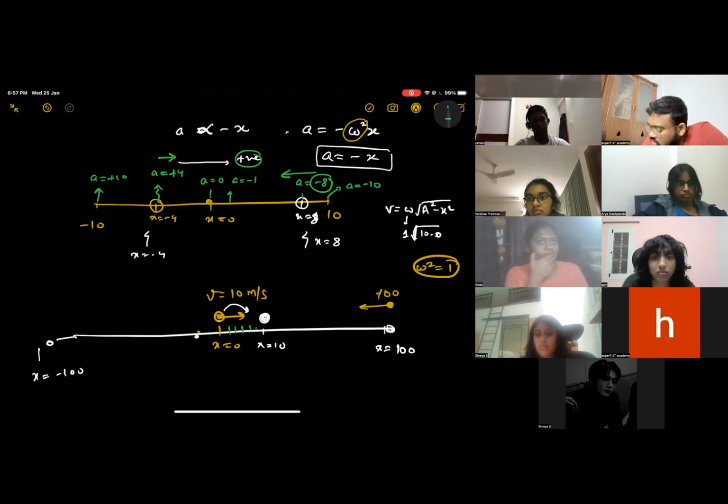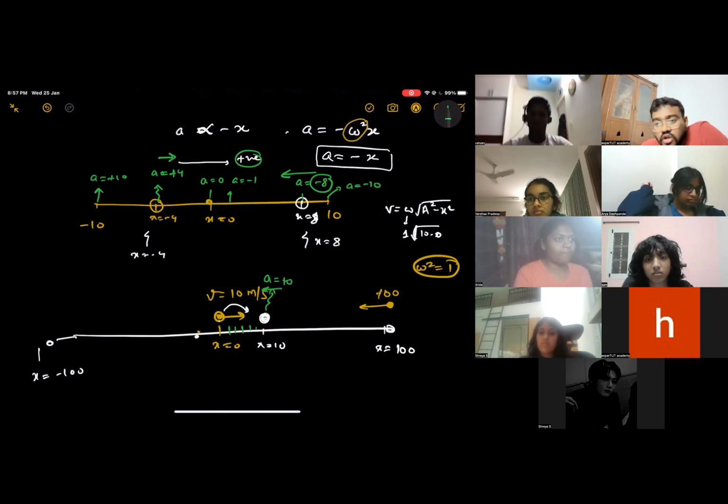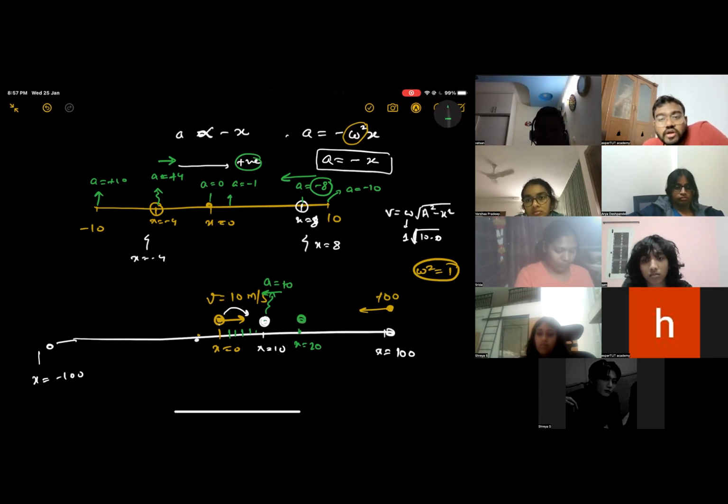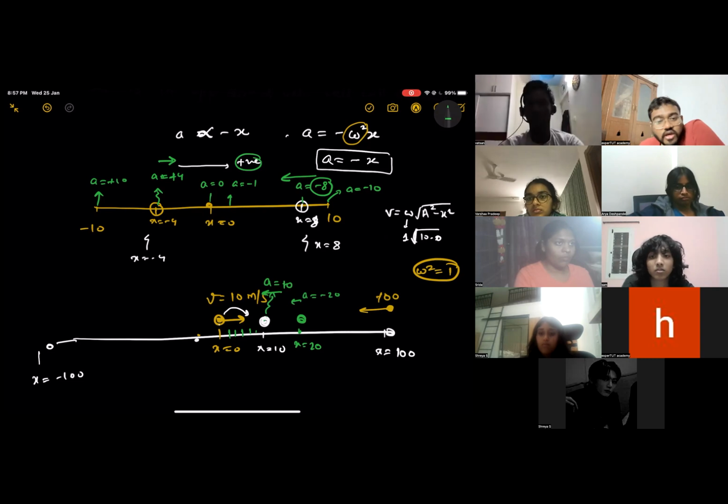For example, let's talk of this point only. X equal to 10. What is the acceleration? It is 10 to the backwards, right? Minus 10, or 10 to the backwards. At x equal to 20, if it reaches, and why I'm saying if it reaches is because you have to see whether it reaches or not, okay? Because deceleration is increasing, the acceleration is minus 20 or 20 to the left, okay? Fine. So the retardation backwards is increasing, right?